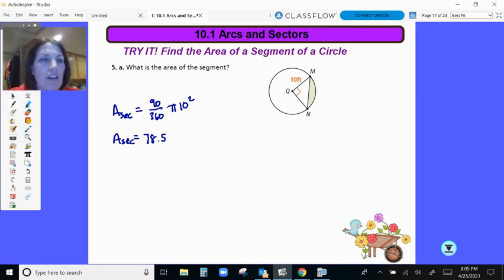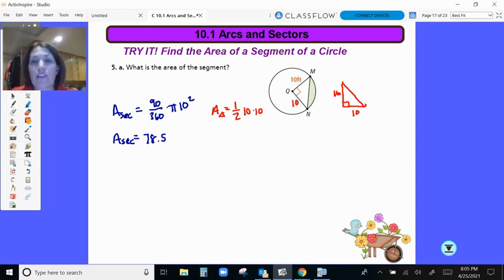Okay, let's look at the area of my triangle. Area of my triangle is 1/2 base times height. Now, in this case, it's a right triangle, so I know my base. If this is 10 right here and this is 10, that is my base and height because they're perpendicular. So it's just going to be 1/2 times 10 times 10, already perpendicular. It's kind of nice.